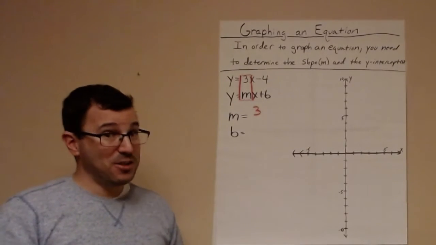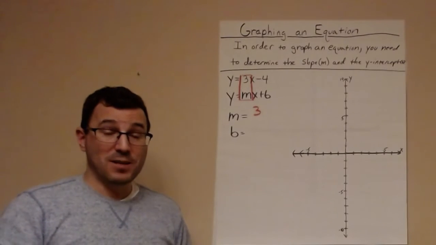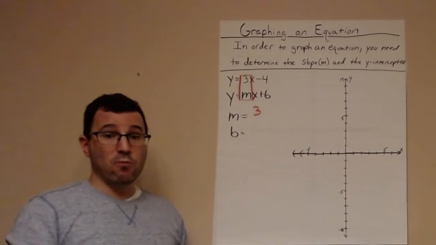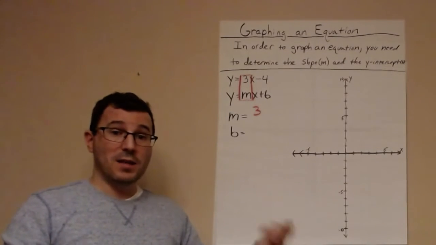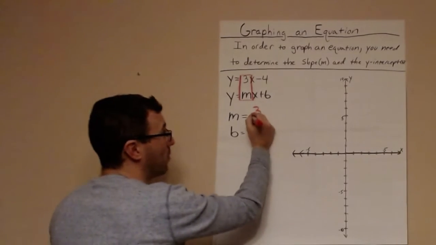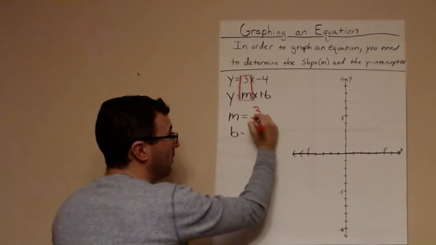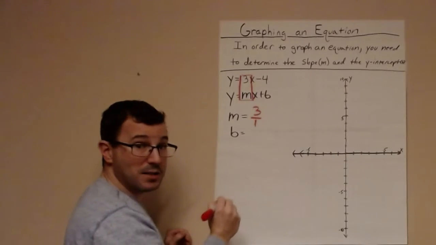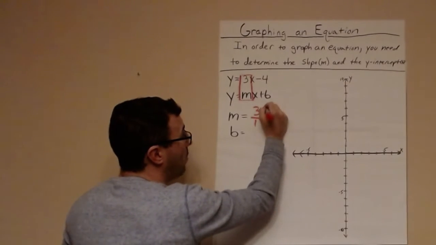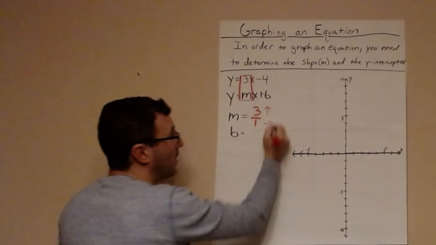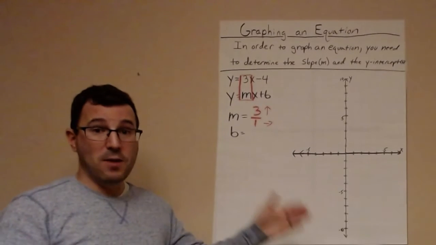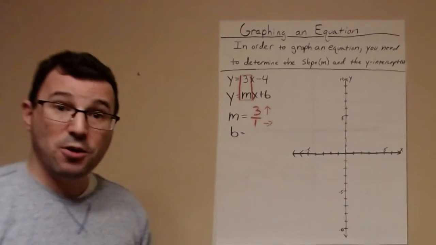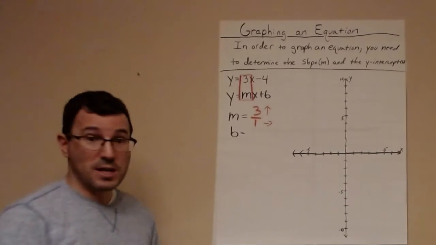And what I'm actually going to do is write it as a fraction. If we remember, any whole number we can write over 1 to make it a fraction. So 3 over 1. I'm doing this because the top number, since it's positive, is going to tell us that we're going to go up 3 every time we go to the right 1. But we still need our beginning point, our starting point, our y-intercept.